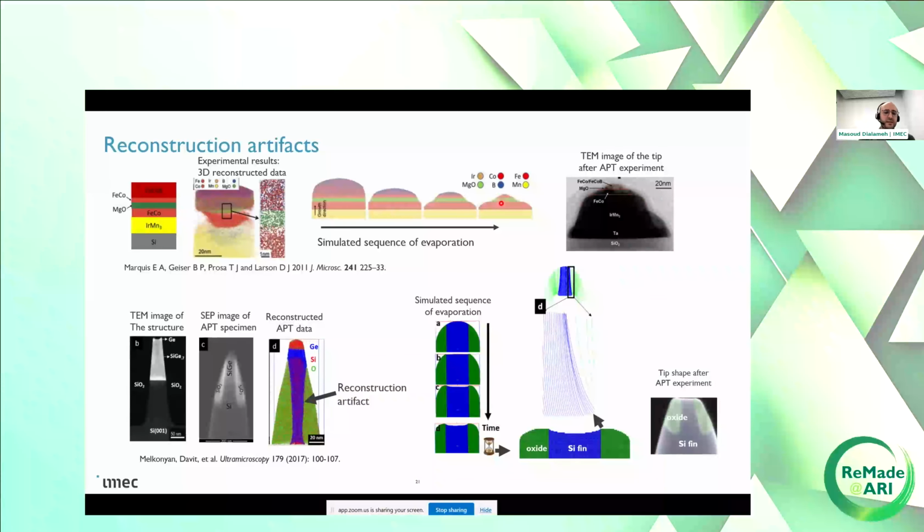For more complex systems, for example, this is a fin-fed structure. This is the atom probe tip prepared. This is silicon. At the side, we have silicon dioxide. So this is the reconstructed atom probe data. In fact, this is even more distorted.